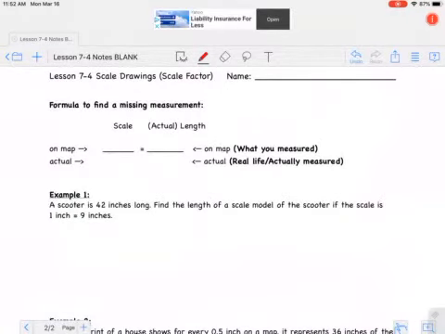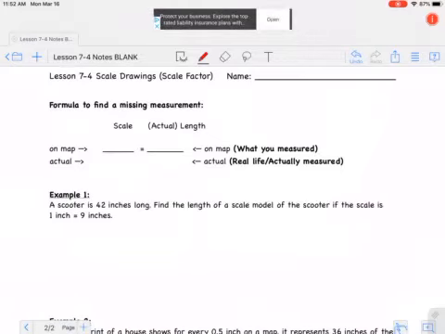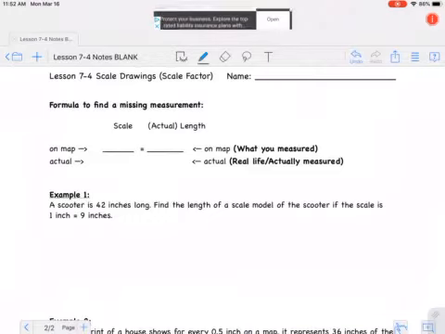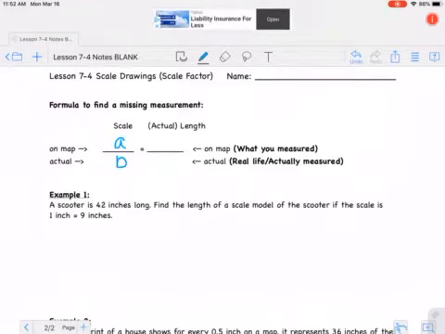All right, so our formula to find a missing measurement. Our scale is our map over our actual, and the actual length is on the map, so what you measured over the actual, which is real life, what's actually measured. So this is just going to be A over B, on the map over actual, and then on the map over actual, so C over D. They're all different because they're all going to be different numbers.